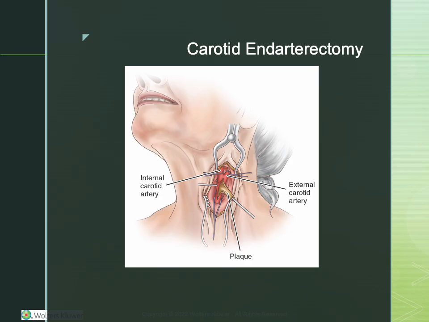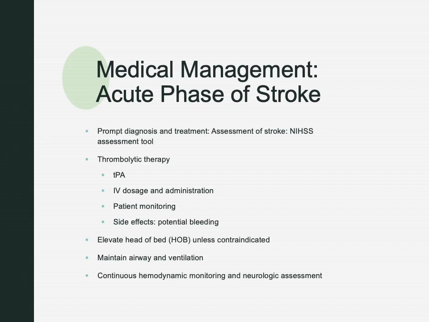Open that on up. Medical management of the acute phase of stroke is prompt diagnosis. We need to know when this person was last normal. There are some NIHSS standards for assessment for stroke. There's scoring. We're not going to get into the weeds of that. But they can be given treatment for an ischemic stroke, again, due to occlusion, clots, plaques, a blood clot in the brain.